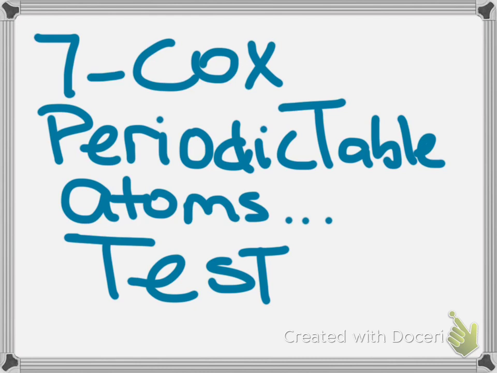Number 5, a portion of a periodic table is shown. Which element would be expected to have a reactivity similar to phosphorus? So looking at that, is it going to be A, nitrogen, B, oxygen, C, fluorine, or D, chlorine?